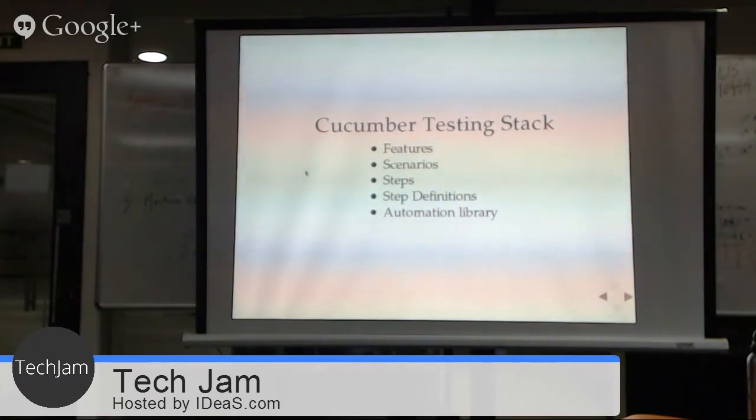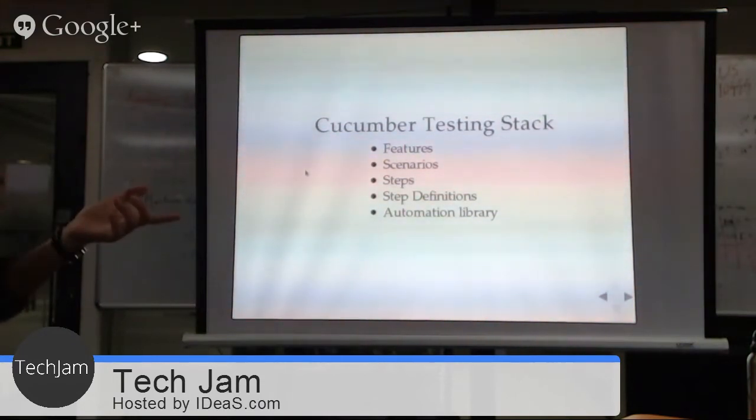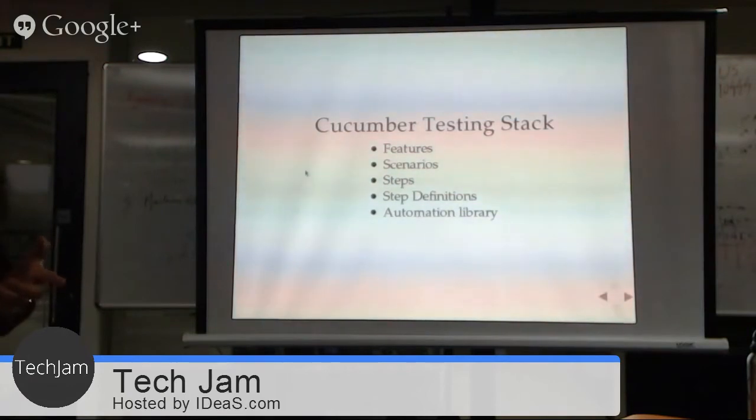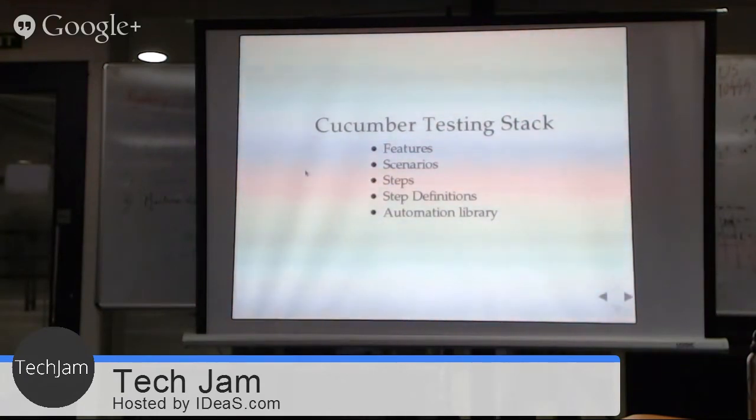Suppose you have an application with a search functionality. Here your feature could be search. One scenario could be searching for a free text, or searching for any object. Then you will have steps saying, when I search for this, I should get so and so results. So these are the steps that you've mentioned.